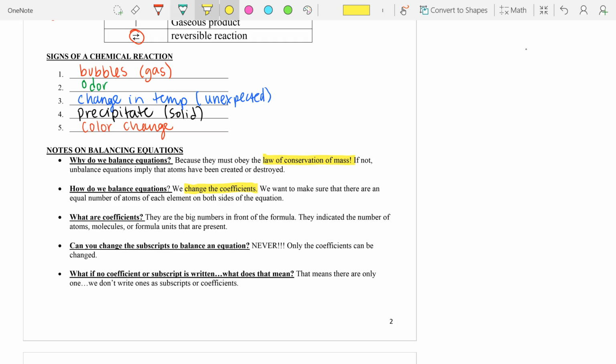And the important thing about coefficients is that they indicate the number of atoms, molecules, or formula units that are present, okay? And you can never change those subscripts, okay? If we don't have a subscript or we don't have a coefficient, remember, that means there's only one, because chemists, we know, are really lazy. We never write ones, okay?